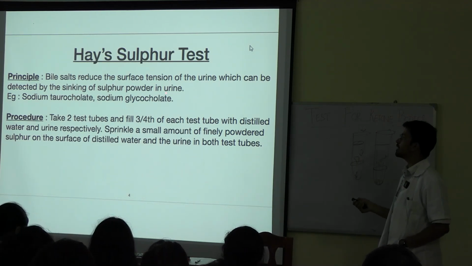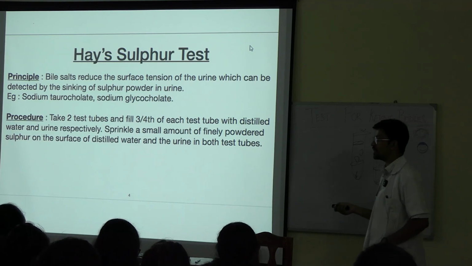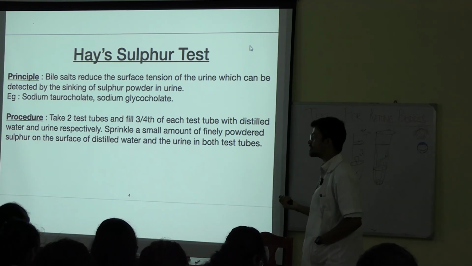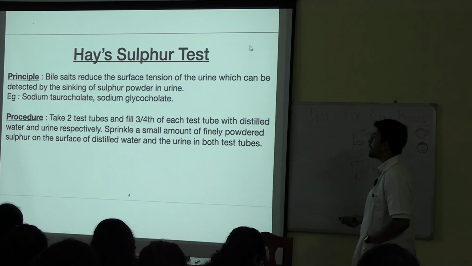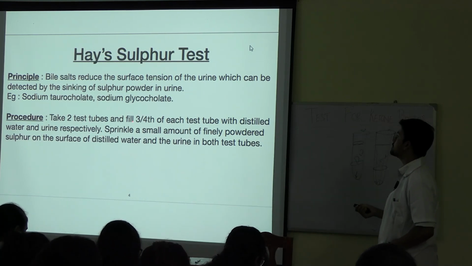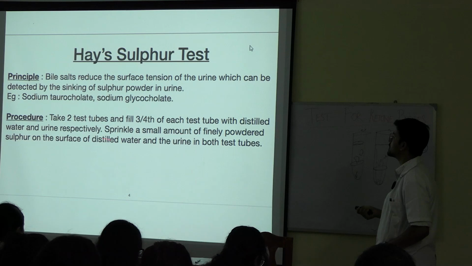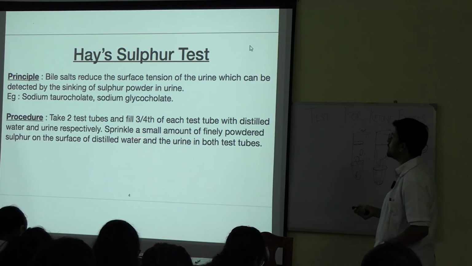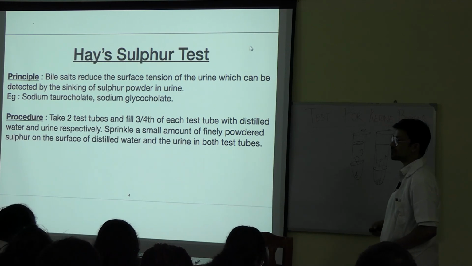Now what are the two common bile salts that we come across? That is sodium taurocholate and sodium glycocholate, which I have already mentioned. This can be potassium as well, this can be sodium as well. The commonest one, that's why I gave two examples of sodium. Now the procedure: take two test tubes, fill 3/4 of each test tube with distilled water and urine respectively, and sprinkle a small amount of finely powdered sulfur on the surface of the distilled water as well as the urine in both test tubes.